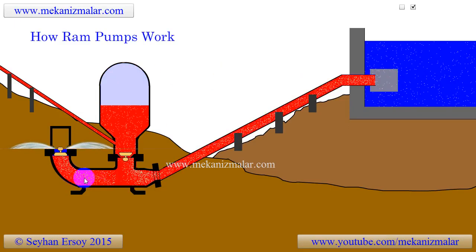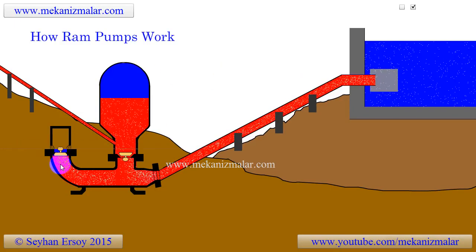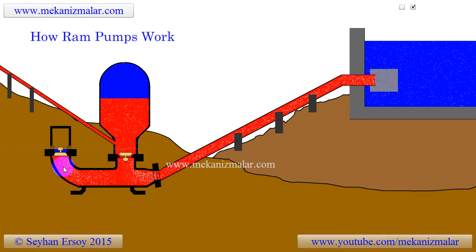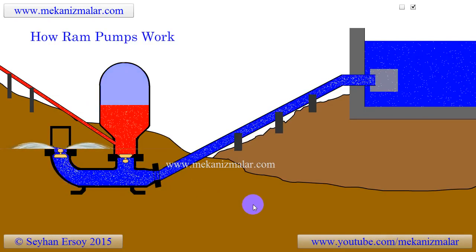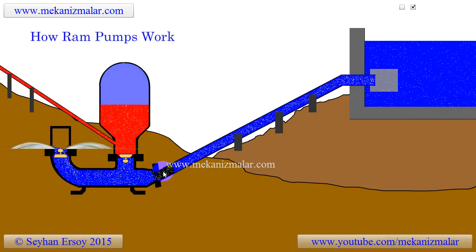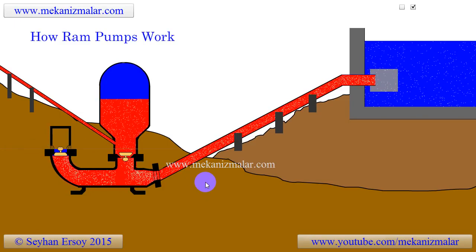Sometime later, the water closest to the waste valve moves backwards toward the accumulator, causing the waste valve to open, and the cycle repeats itself all over again. When the waste valve opens, the delivery valve closes and vice versa.